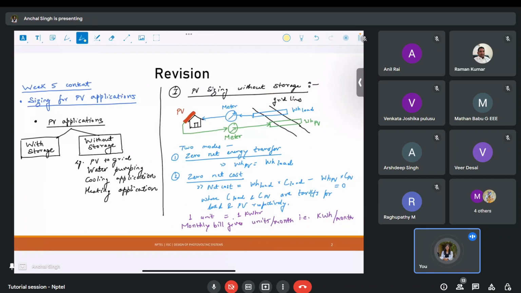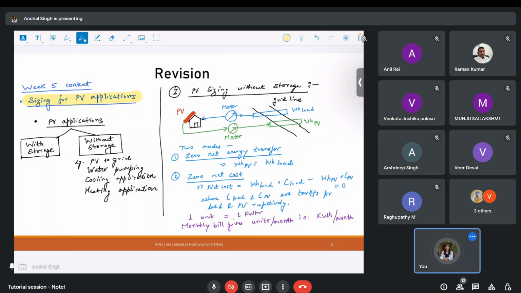Okay, so in week 5, the goal was to understand the design problems for sizing of PV applications. Like if we are given a problem statement that we have to design PV for a given area, be it a rooftop or a solar field, whatever kind of application it is, how will you size your PV applications?